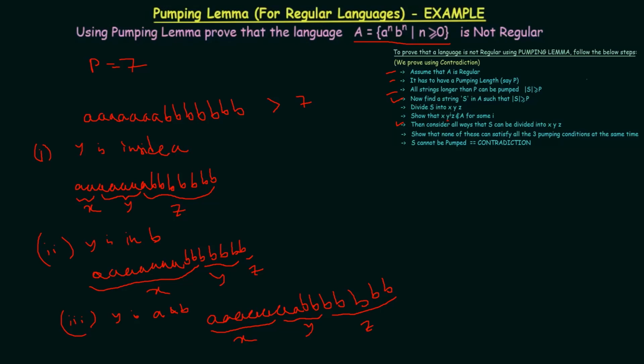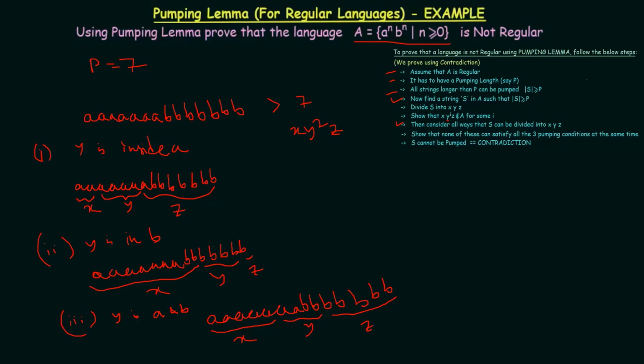So here I have to check what is the value of XYiZ. So let's say i is equal to 2. Okay, so let's say I am evaluating for i equals 2. So in that case, it is going to be X Y square Z.